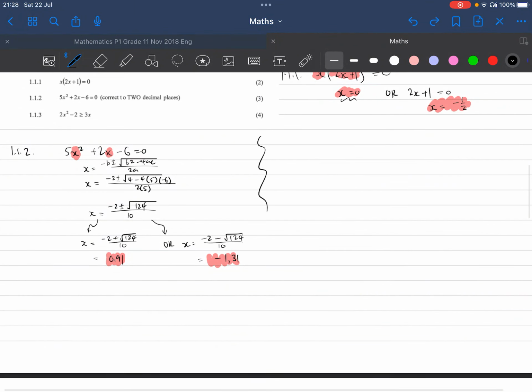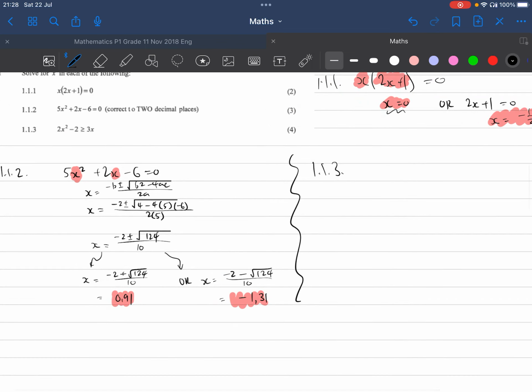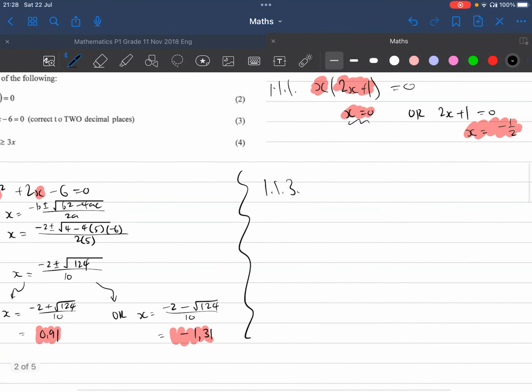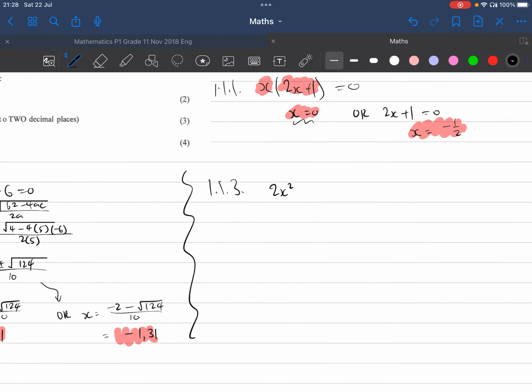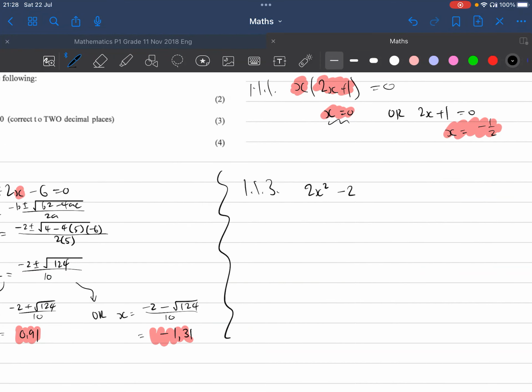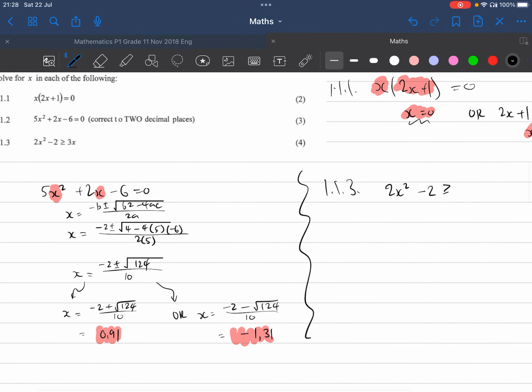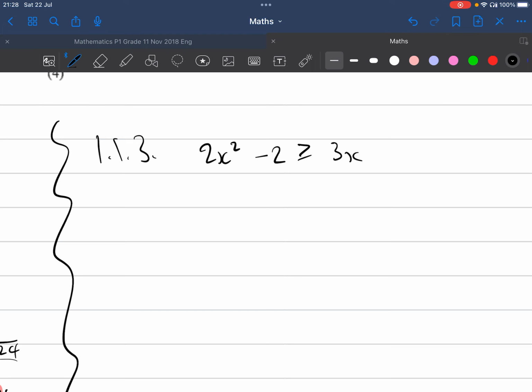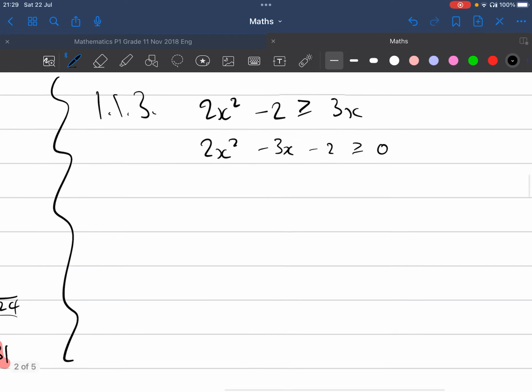Okay, let's do the next one. 1.1.3, that's an inequality. So we'll have 2x squared minus 2 is greater than or equal to 3x. So it's going to be quadratic as well. We can start by making this 0, so let's bring the 3x to the other side. 2x squared minus 3x minus 2 is greater than or equal to 0.